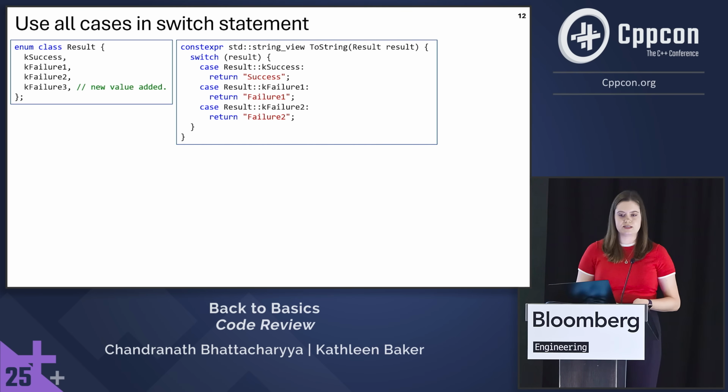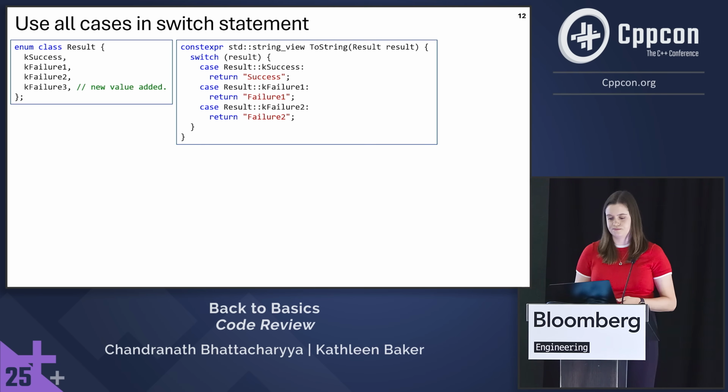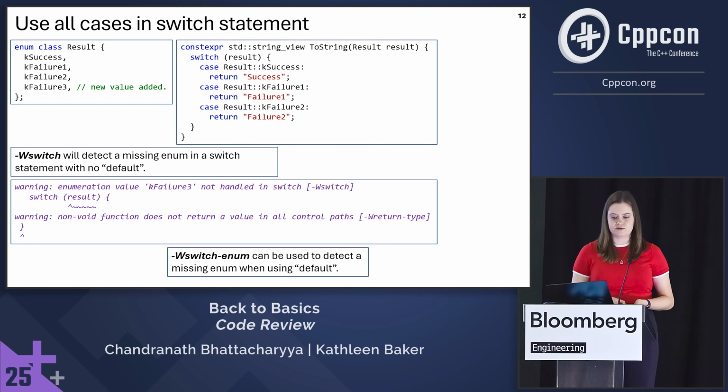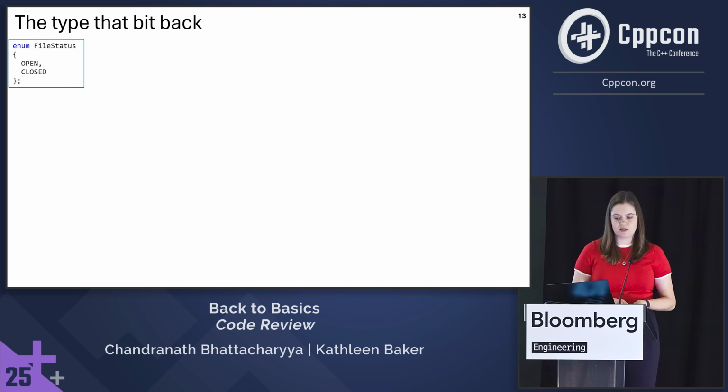So how to know if you're missing an enum value in a switch statement? Here we're missing failure 3. -Wswitch will detect it if you don't have a default in your switch. And if you do have a default, -Wswitch-enum can be used instead. The type that bit back.